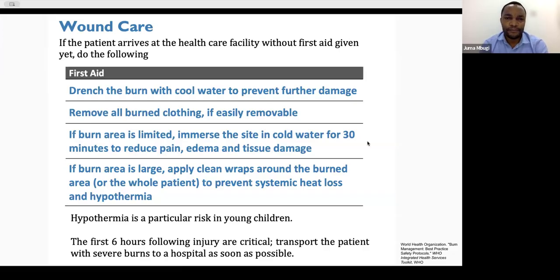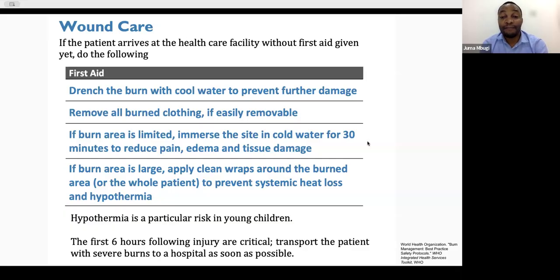And usually immerse the site in cold water for around 30 minutes. But do not over-irrigate. Do not increase the duration to above 30 minutes because of the risk of hypothermia. Irrigation on the burn site reduces pain, edema and extensive tissue damage. Watch out for hypothermia in this patient through this irrigation.